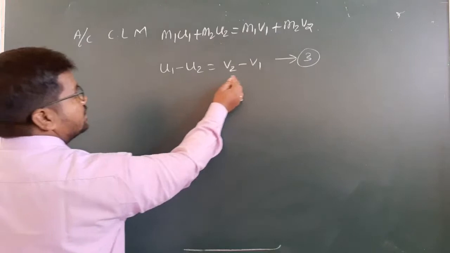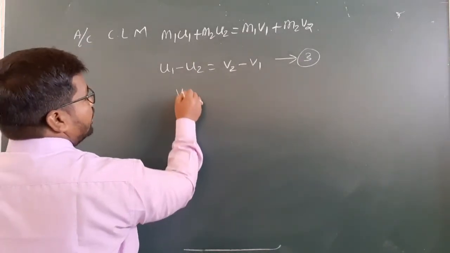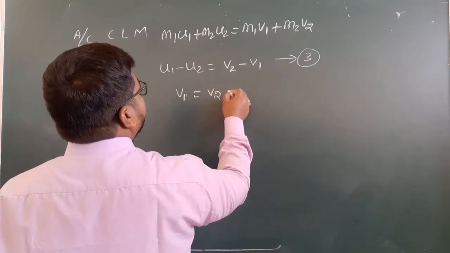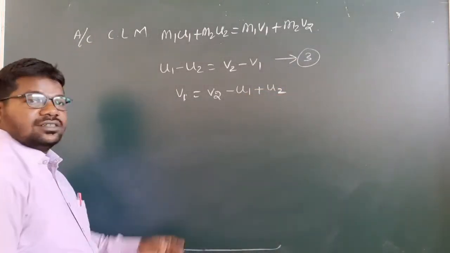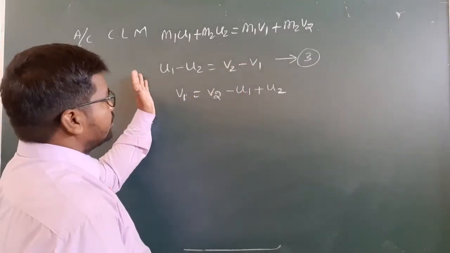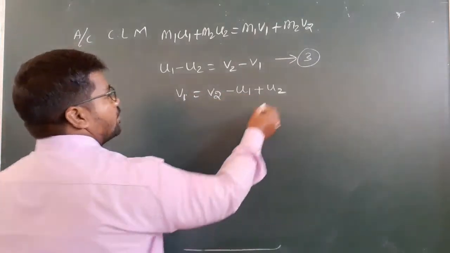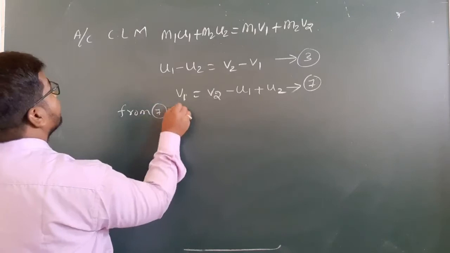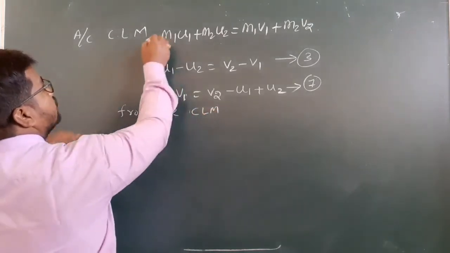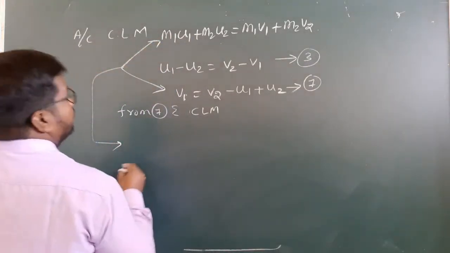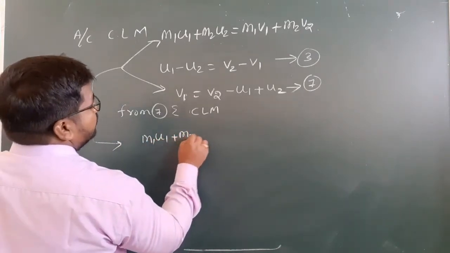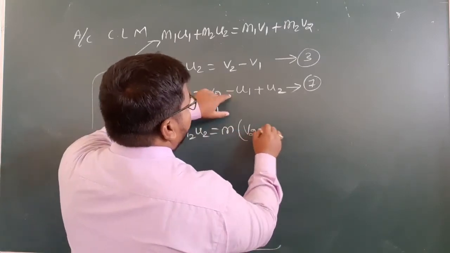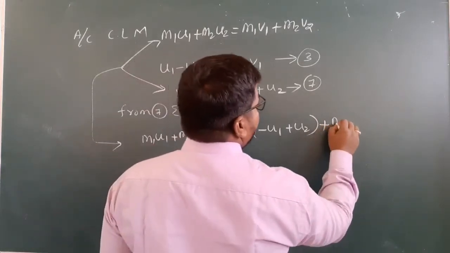From this, we can rearrange to get v1 is equal to v2 minus u1 plus u2. Rearrange this simply: v1 we can send this side positive, u1 negative, minus u2 means plus u2. So this is equation 7. From equation 7 and conservation of linear momentum, we write m1 u1 plus m2 u2 is equal to m1 times (v2 minus u1 plus u2) plus m2 v2.